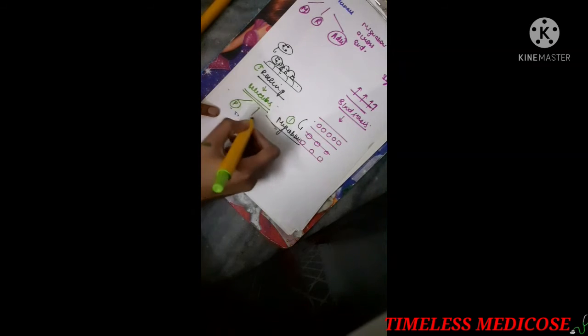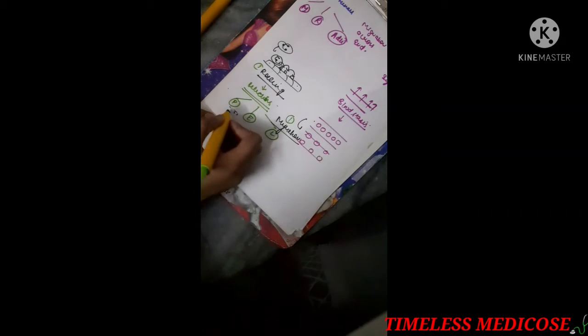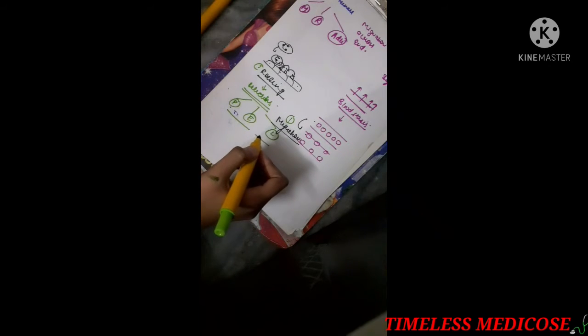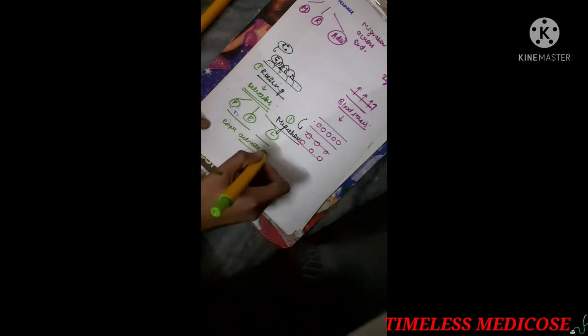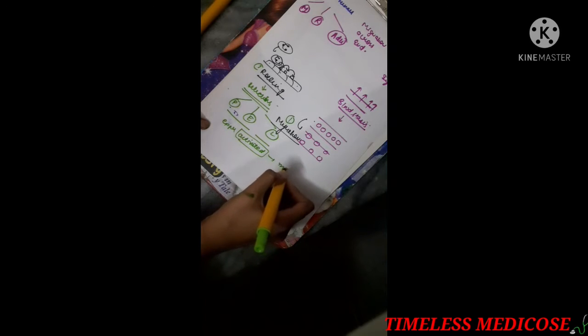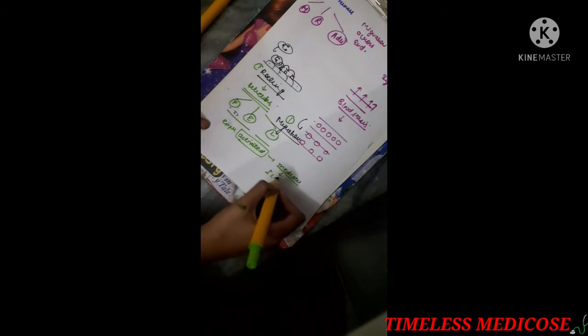The selectins are of three types: P, E, and L. P and E selectins are mainly expressed on the activated endothelium. And how is this endothelium activated? It is mainly activated by mediators like interleukin 1 and tumor necrosis factor.